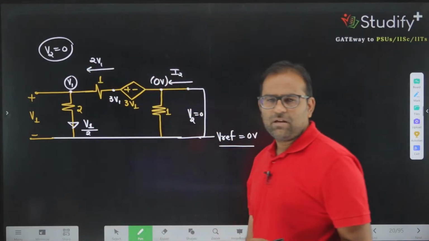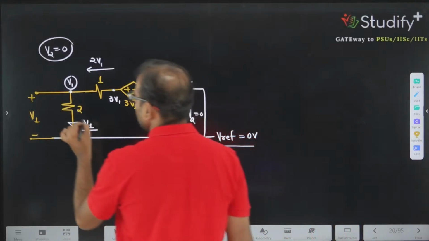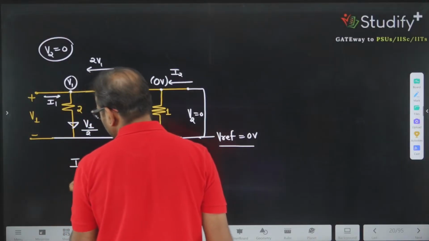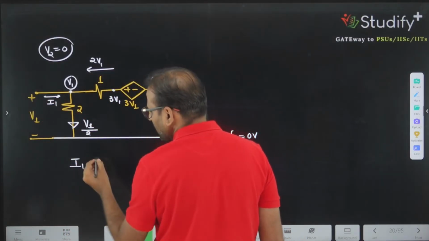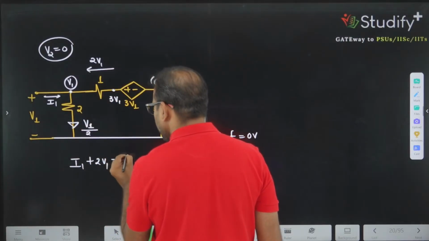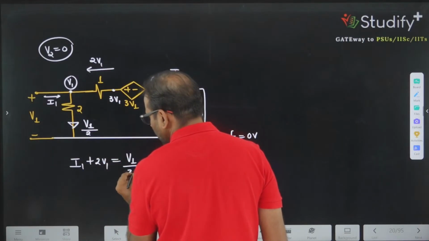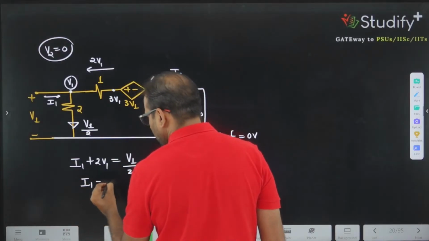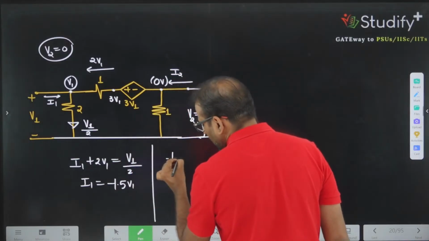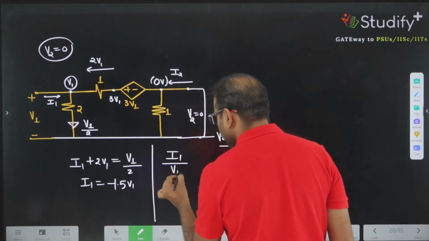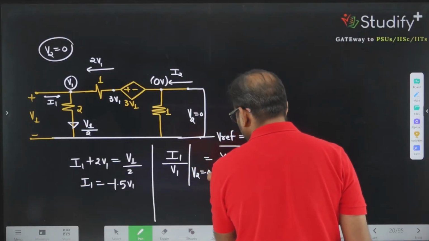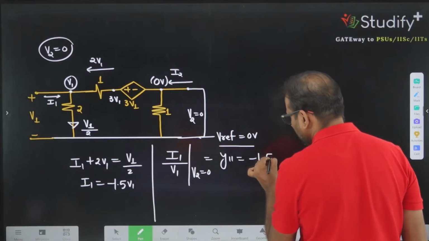Now you can apply a very simple KCL to get the answer. This is I1. What is the value of I1? I1 is current incoming to the node, 2V1 is also current incoming to the node, and outgoing current is V1 divided by 2. So I1 is equivalent to minus of 1.5 V1. So the ratio I1 divided by V1, by making V2 equal to 0, gives you Y11, and that ratio is minus 1.5.